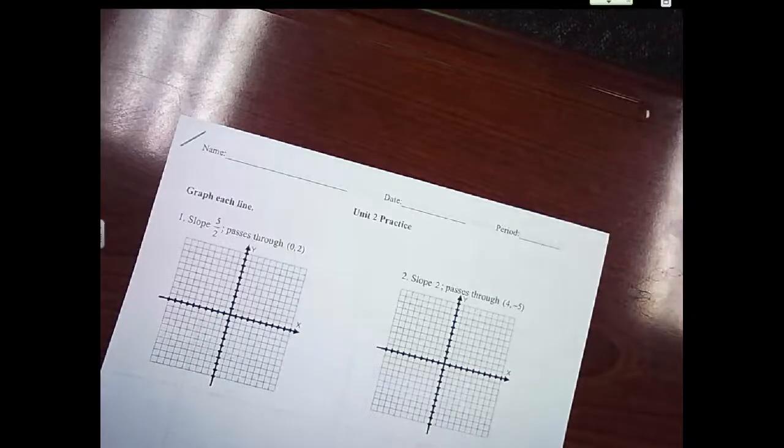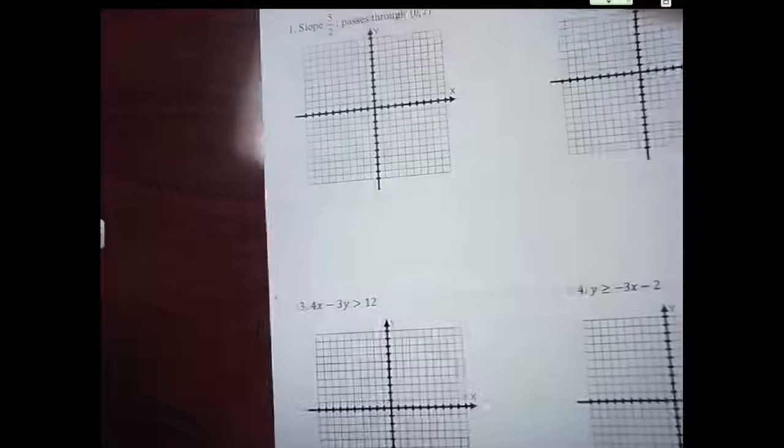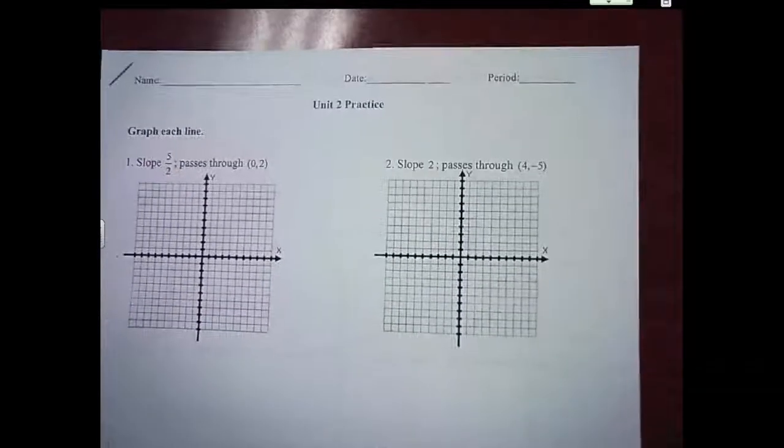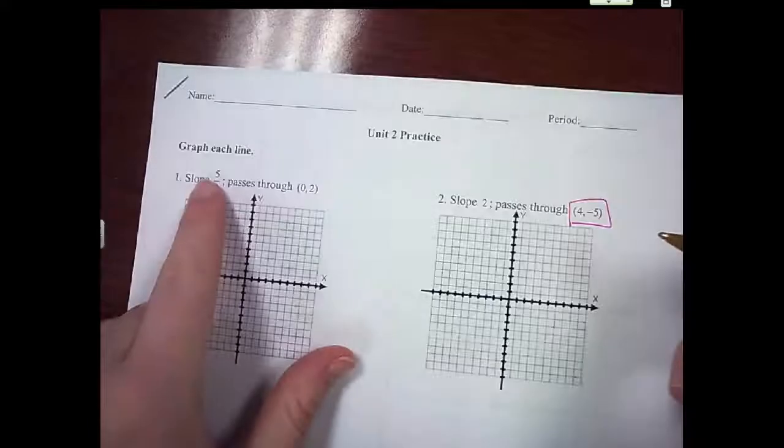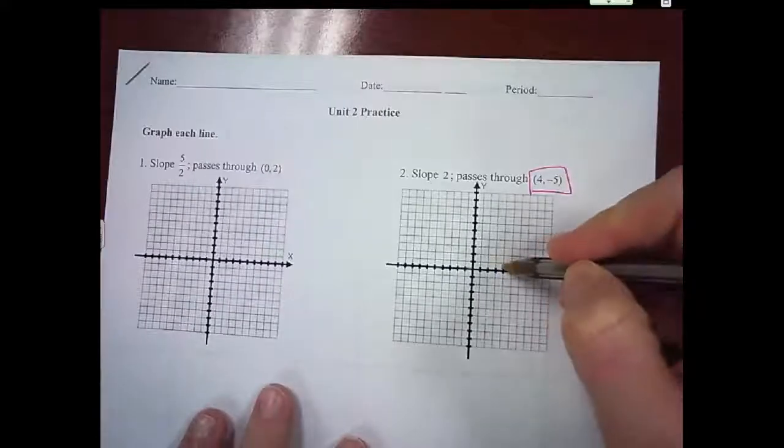Just a little review for the quiz today. So just a couple things on this practice from yesterday. On number 2 here, make sure you start at this point. It just says graph each line. So I'm going to start at 4, -5.